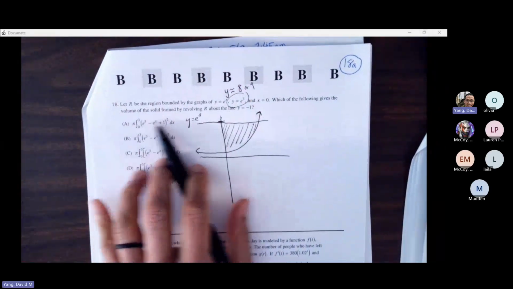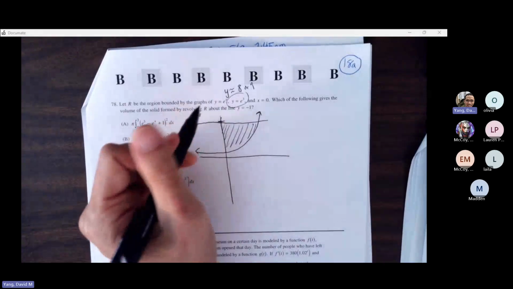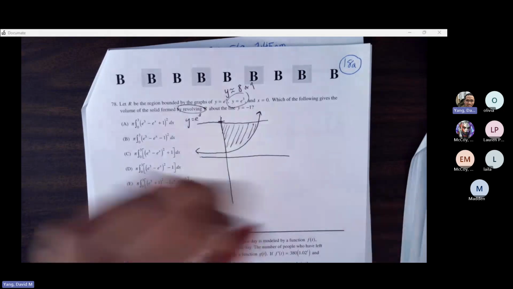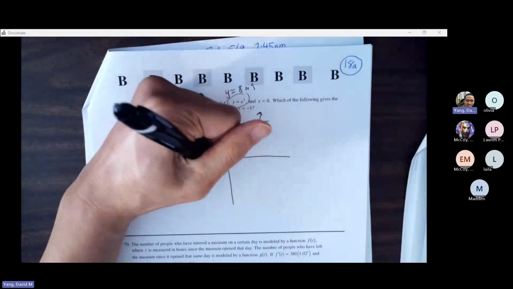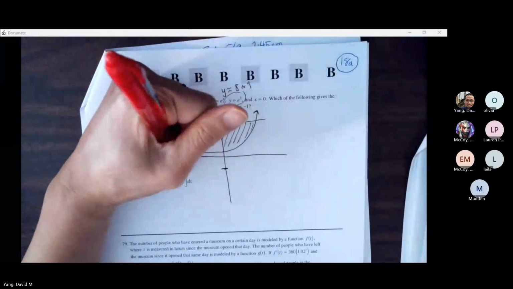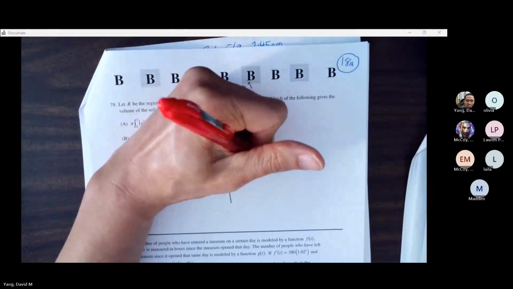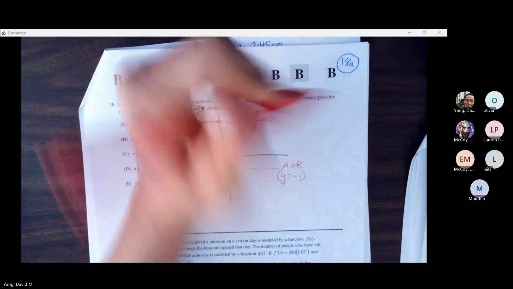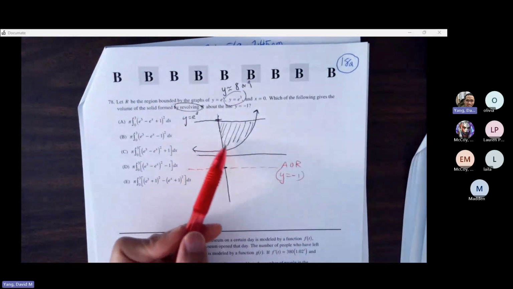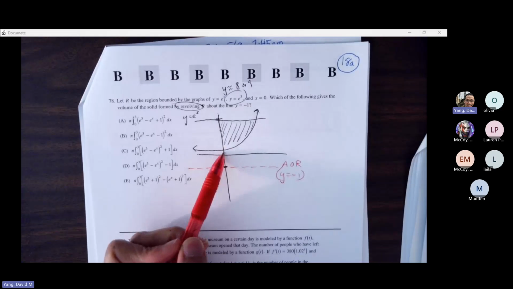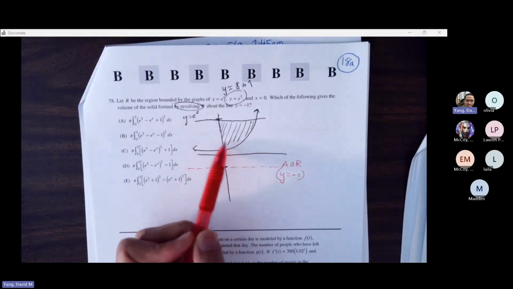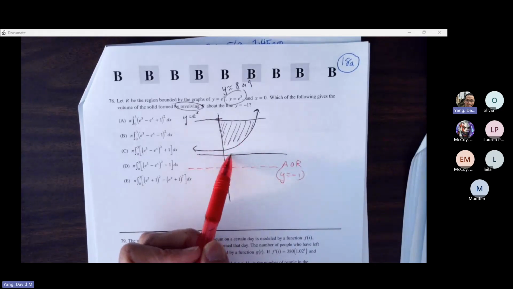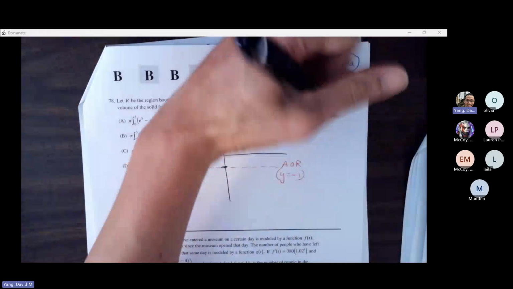Which of the following gives a volume rotating about the line y equals -1? You see the word revolving, rotating. You know it's either disk or washer. So let's look at our dotted line down at -1. Now we can see that there's obviously a gap. Even if it was touching the curve, there's going to be some gaps. So we're going to rely on washer method.